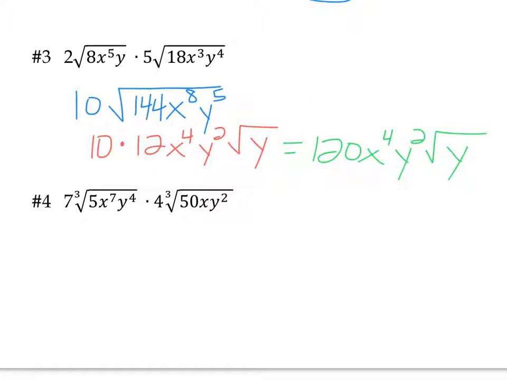We look at another example here, and again we can multiply the 7 and 4 together and get 28, and then we're going to have the cube root of 250. Okay, and then we're going to have x to the 8th, y to the 6th. Extend that over a little. All right, now let's look at that cube root of 250.